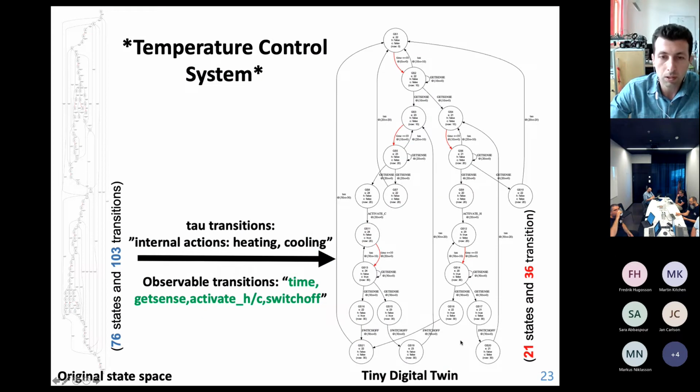So we perform the model checking and do the abstraction. For this system, we keep the time value, the sensing data, the activation of the heating and cooling process, and also switch off as observable actions, and we make the other actions tau transitions, and generate this tiny digital twin to be kept in the monitor to perform runtime verification.